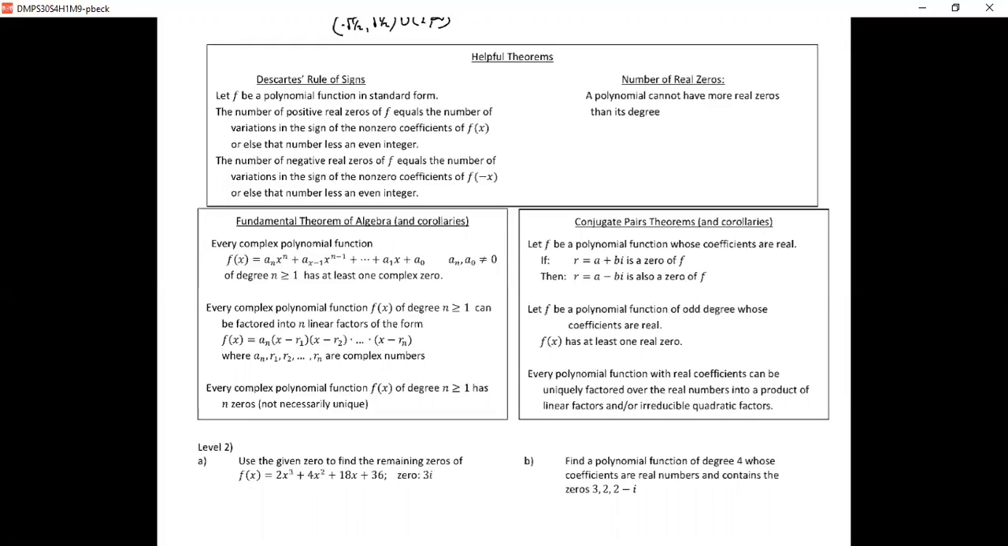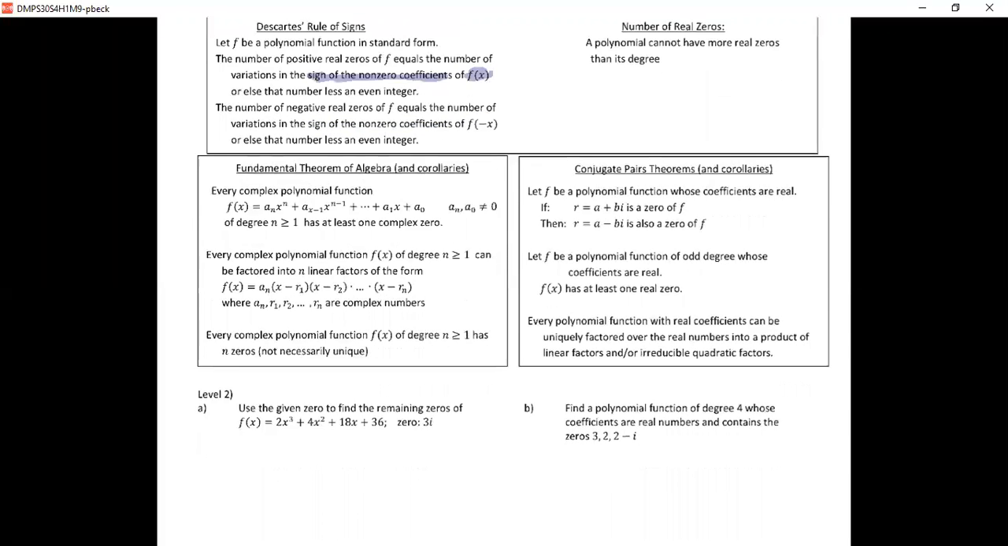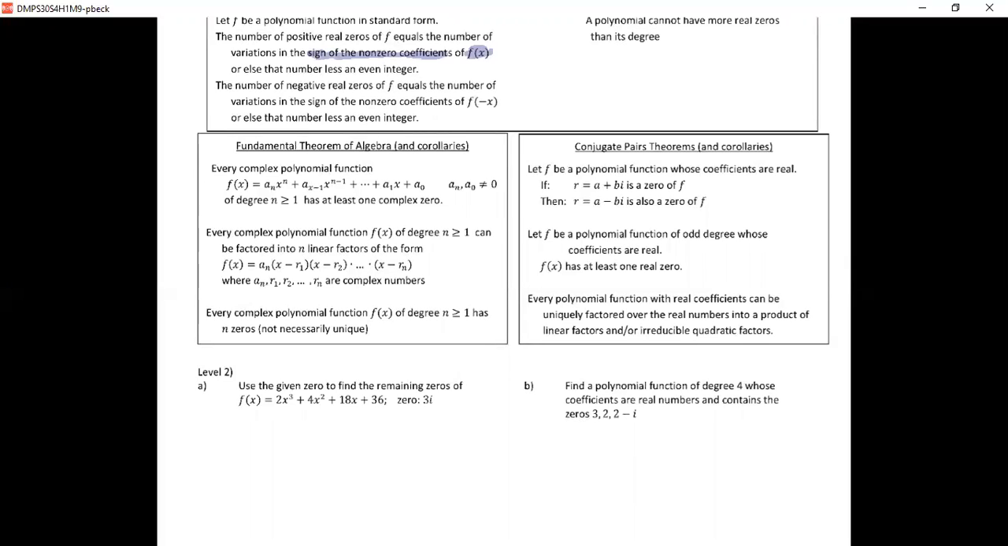The idea behind this is we want to see how many positive and how many negative zeros we have in the function. So we check the change in the signs of all of our non-zero coefficients of f of x, and we use that to determine how many positive solutions we have. For instance, in this level 2 problem A, this is positive, positive, positive, positive. There are no changes in signs, so there are 0 positive solutions to this.